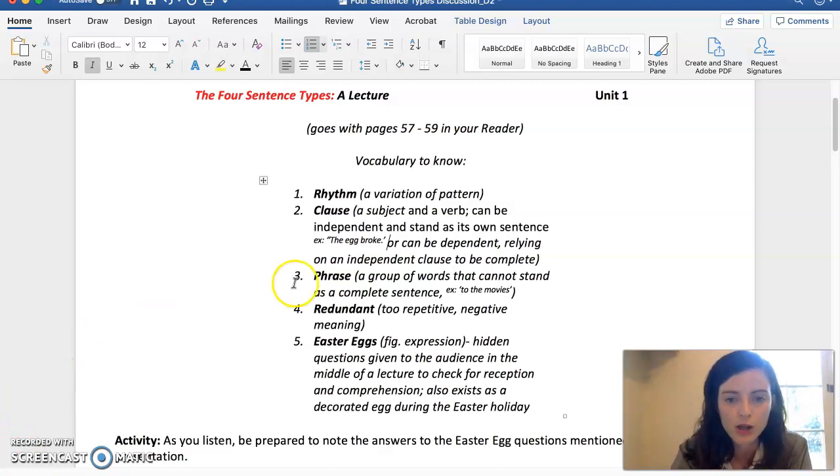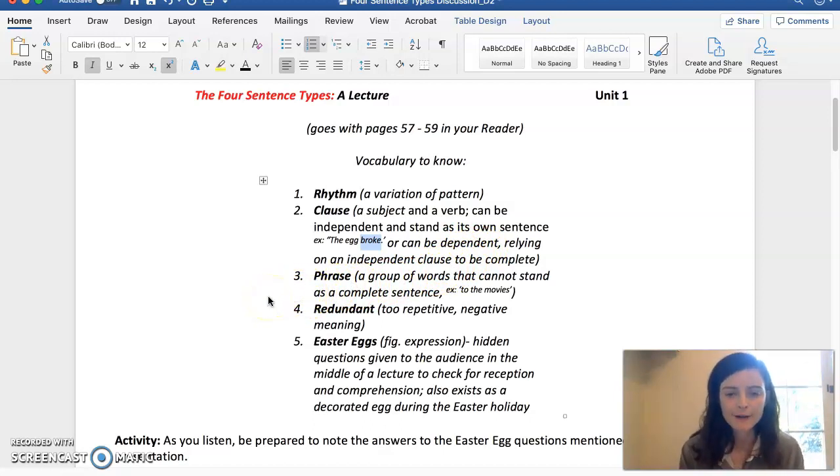Number 2, a clause, a subject and a verb, can be independent and stand on its own as a sentence. For example, the egg broke. The egg is the subject and the verb is break, past tense, broke, followed by a period. Or it can be a dependent clause, which means it relies on an independent clause to be complete.